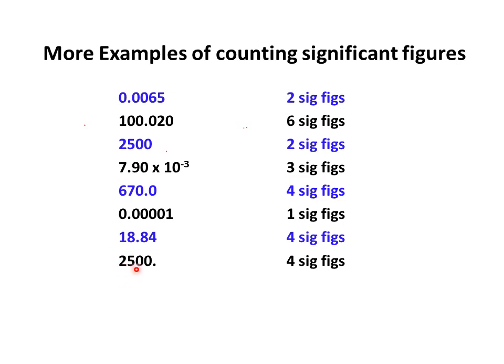This is 2,500, capped off with a decimal point at the end. That makes this zero significant, which consequently makes this zero significant, so I'd count 1, 2, 3, 4 sig figs here.